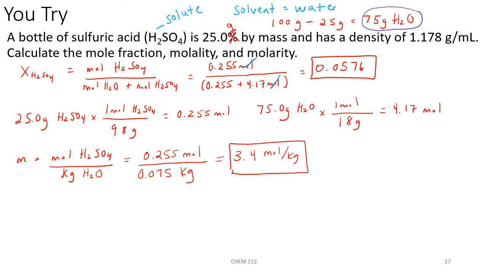Lastly, we're going to calculate the molarity. The molarity, or capital M, is moles of solute, so moles of H2SO4, divided by liters of solution. Well, we already know our numerator because we've used that several times, but we're going to have to do a little work to figure out our liters of solution. And in order to do that, we're going to have to utilize the density of the solution, because this density they give us is of the sulfuric acid in the water. So that's of our total solution.